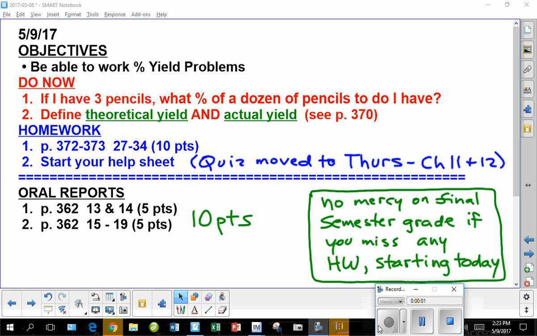From this point on in the semester, starting with tomorrow's homework, if you have missed any homework or classwork and have not turned that in, or you missed it and didn't make it up, whatever the situation, if you have a 0 for anything between now and the end of the semester, there will be no mercy for you.